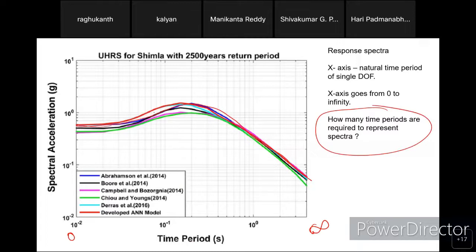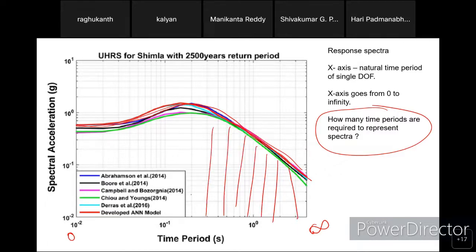Either 28 will be sufficient, or 100 are required, or you have to find out at every 0.1 second, or how many points are required actually. This is the question to define the response spectra, and we have to find it out. Suppose you had 1000 points, then you have to develop a shallow neural network, so your output neurons will be 1000 actually. So if we can reduce the dimensions, how do we handle this, okay?